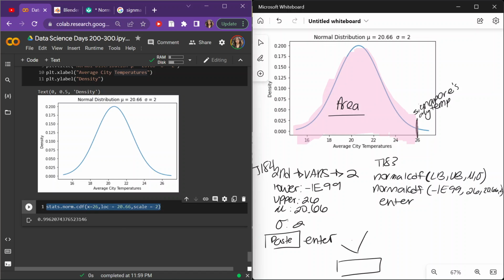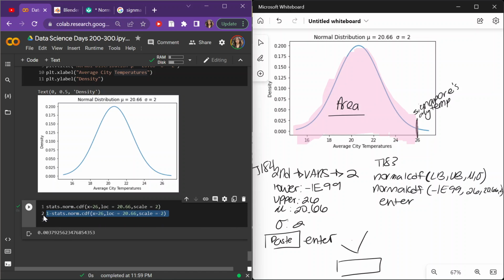So this is perfectly good for this example. But what if you wanted to know the proportion of average city temperatures that are above a point, above X, or above 26 in this case? You're going to have to do 1 minus all of this, and obviously that's going to give you the opposite, which is above a point, right? So that's going to give you that.